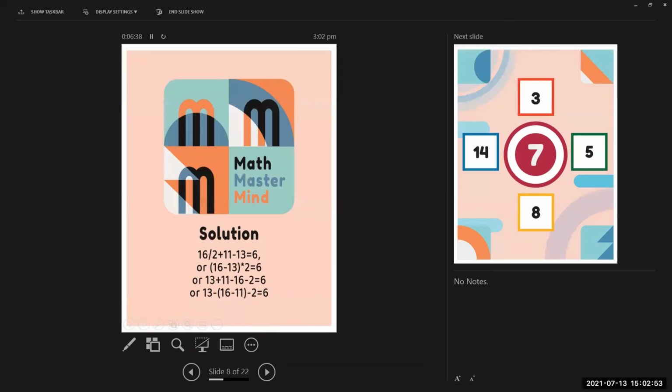Okay, so there are multiple solutions here. So even if you take 16 divided by 2 plus 11 minus 13, that will give you 6. Or 13 plus 11 minus 16 minus 2 will give you a 6. Okay, so there are multiple ways.